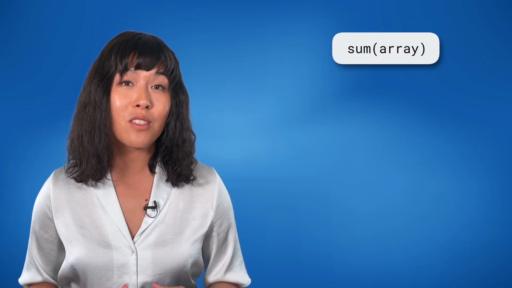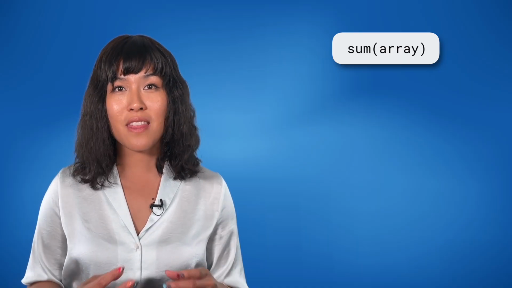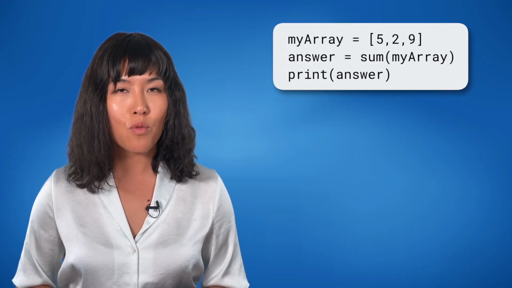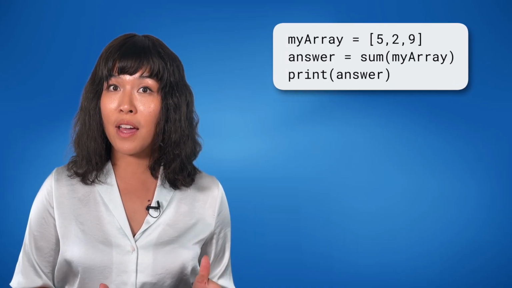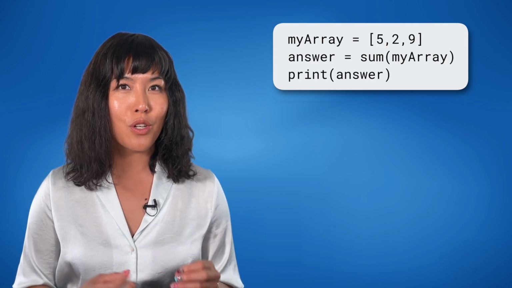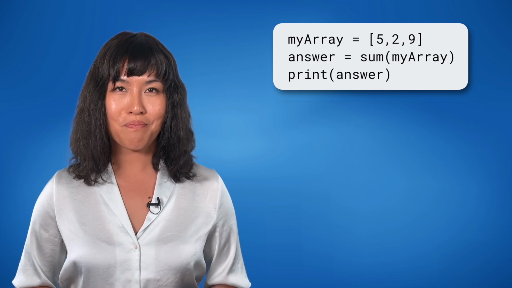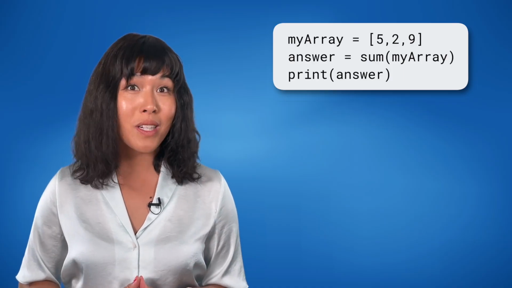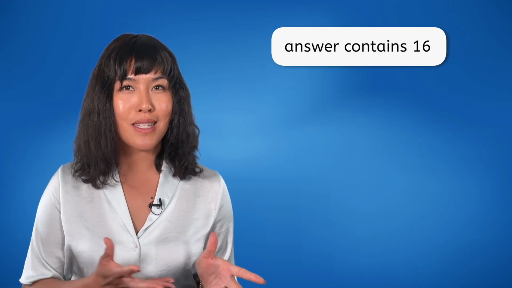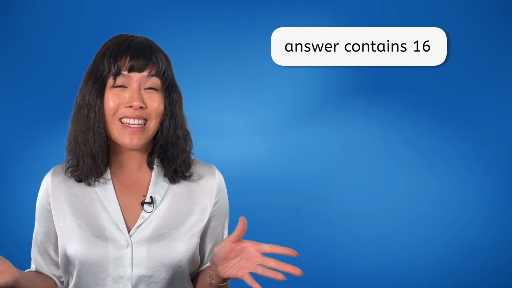Another great method that we can use is called sum array. This method automatically sums all of the number values in the passed-in array. It will return the sum as a return value. For example, if we had the array myArray = [5, 2, 9], we could write answer = sum(myArray), print(answer). What do you think the variable answer would contain? Correct, 16, because the sum of 5, 2, and 9 is 16.